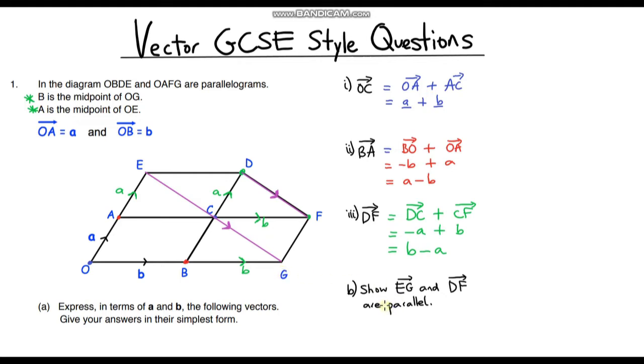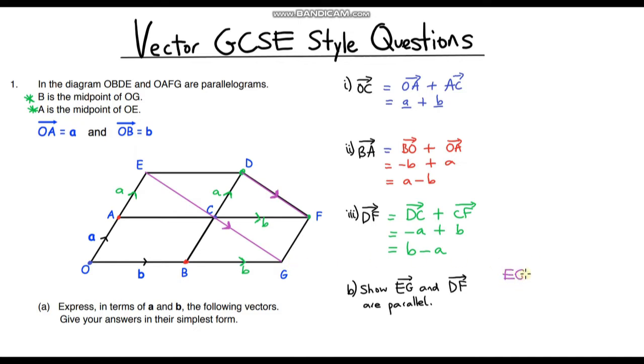Now whenever you're asked to show that two vectors are parallel, what you need to do is prove that one of them is a scalar multiple of the other. Now we already know what the vector DF is. We know that the vector DF is b minus a. So if we can find that vector EG is a multiple of b minus a, then we can say that those two vectors are parallel. So let's work out what the vector EG is.